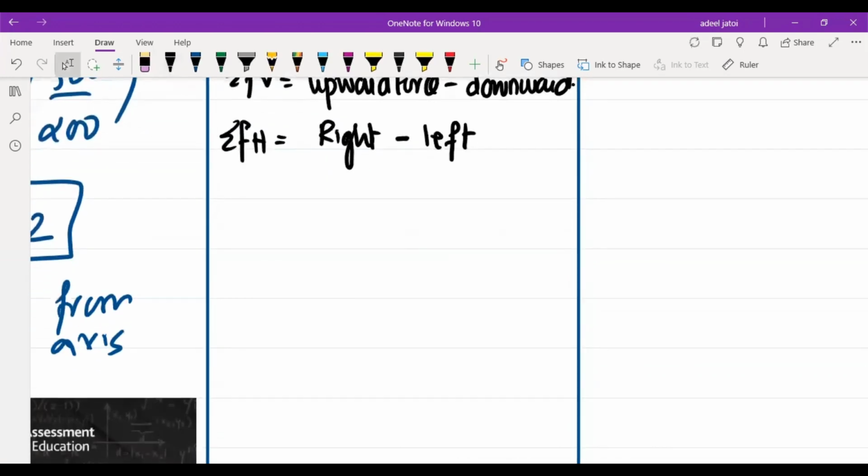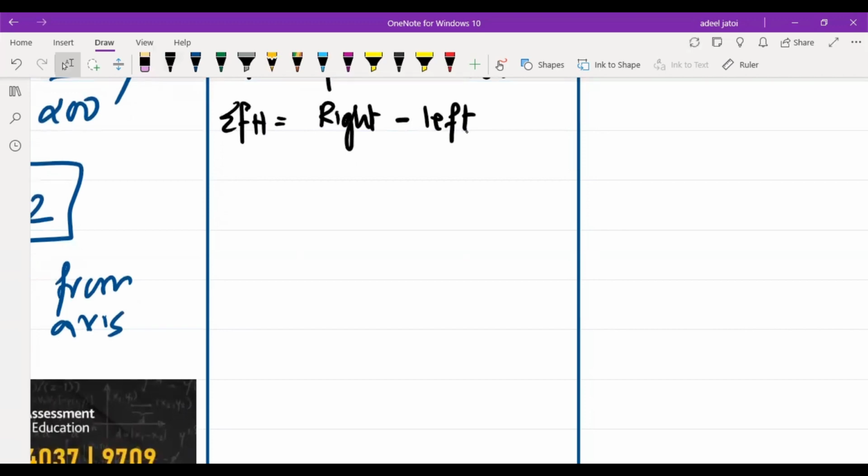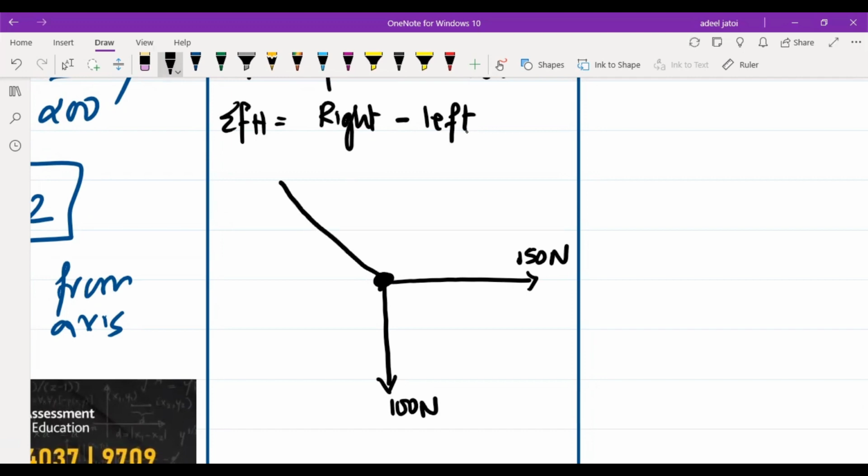Let's just take down the example. Let's say that we have a force which goes on the right hand side, which is 150 Newton. There's a force acting downwards, which is 100 Newton. And there is a force acting diagonally, which is 250 Newton. Similarly, we have been given an angle of what?